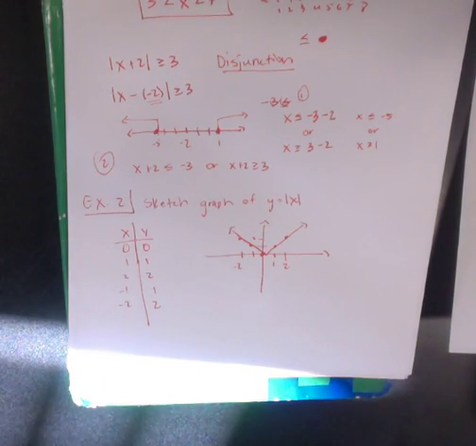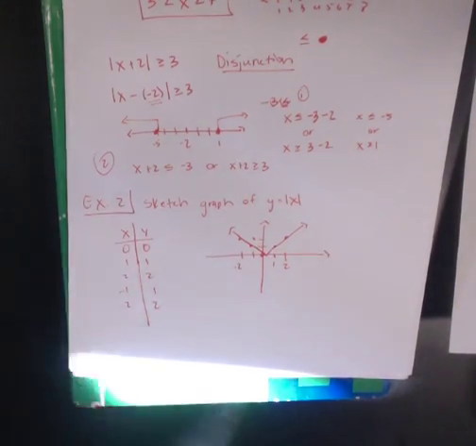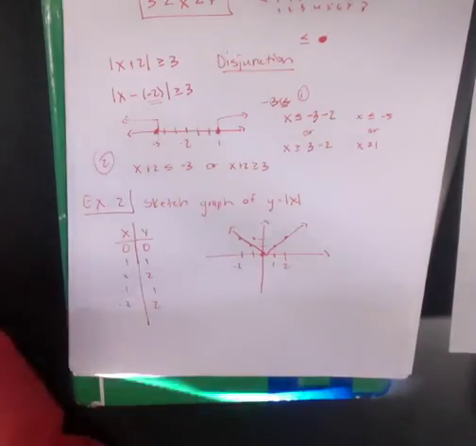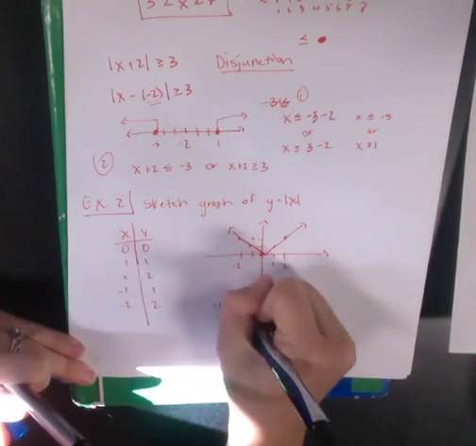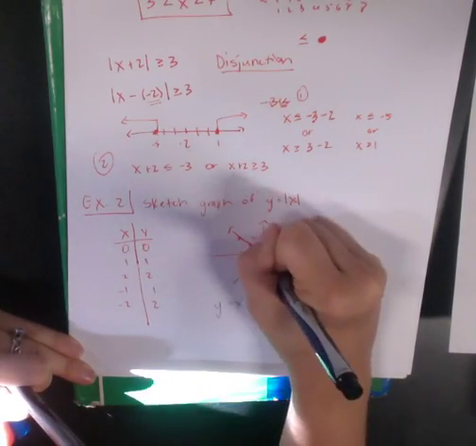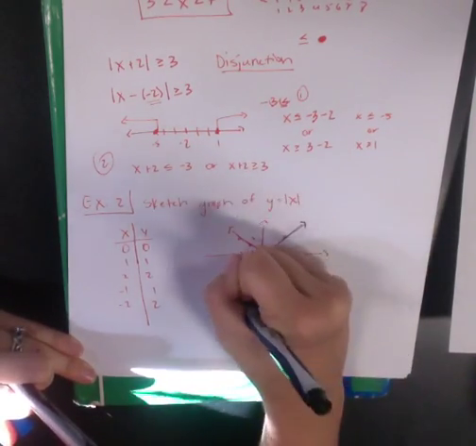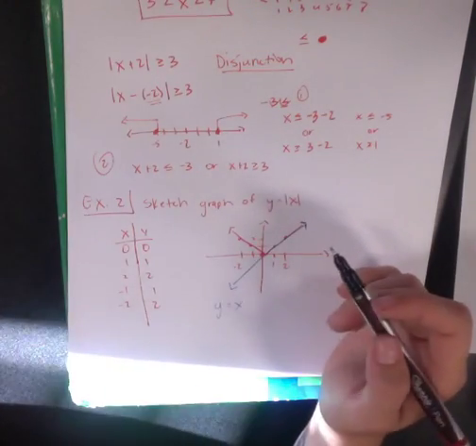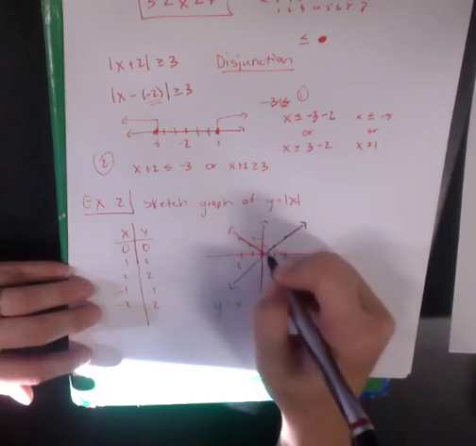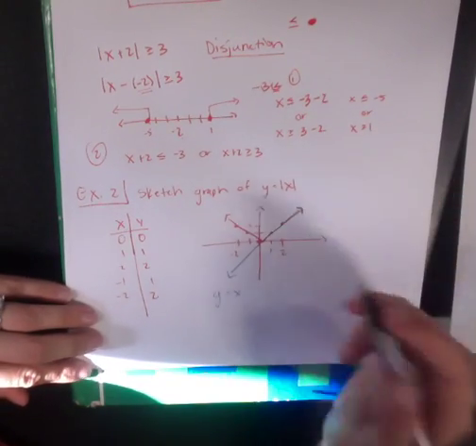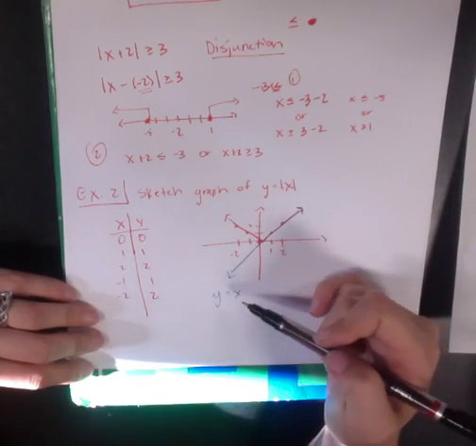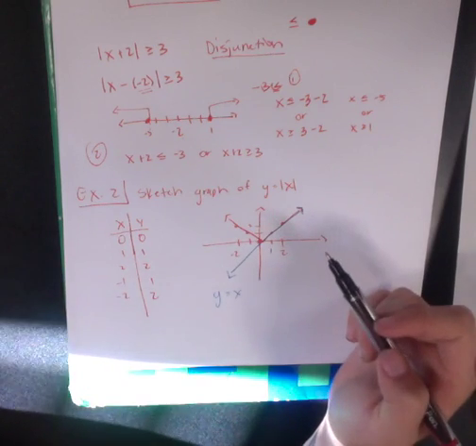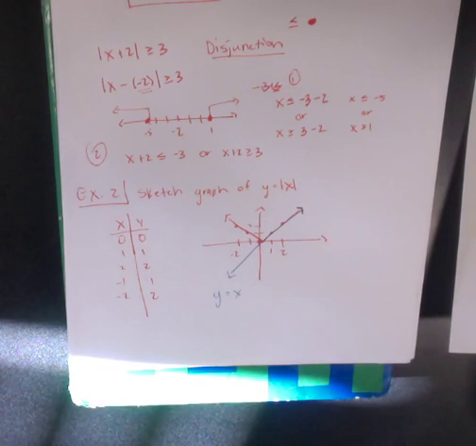Now, if I wanted to compare that to the graph of y equals x, I know that y equals x goes straight up through here, okay? The difference is that instead of this portion down here, it points up because the absolute value makes everything positive. Okay?